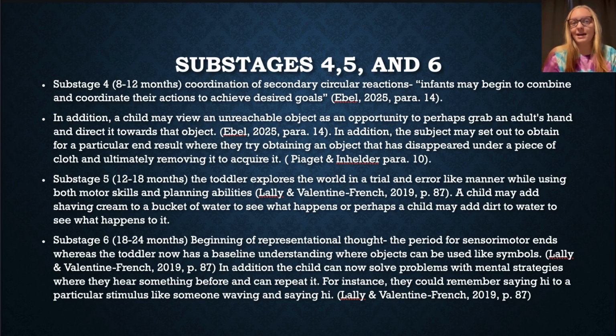Stage 5 is tertiary circular reactions, and this takes place from about 12 to 18 months. The child begins to see the world in a cause and effect manner and starts exploring the world through trial and error. They're able to use their cognitive abilities as well as their motor abilities to coordinate behaviors and have the ability to plan out their actions.